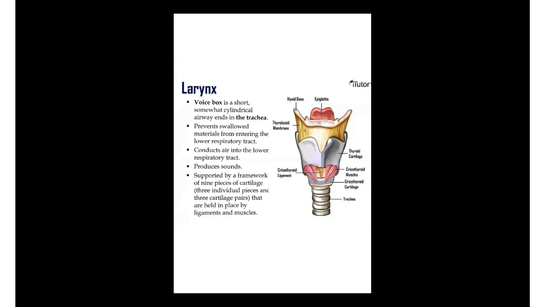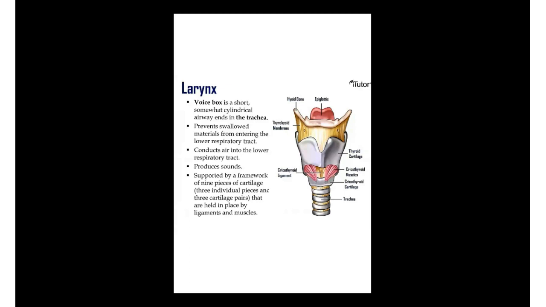Okay, so you can see that a ring-like structure of the trachea is present at the base, and above that your cricoid cartilage is there. Then the cricoid muscle and ligament are holding this cartilage. Above that we have the thyroid cartilage. Above the thyroid cartilage, we have the thyroid membrane, and above that, we have the hyoid bone. And in the center, we have the epiglottis.